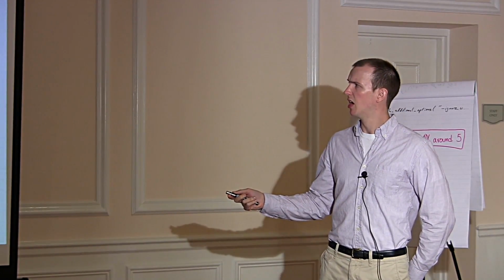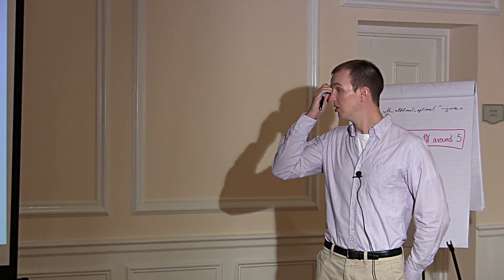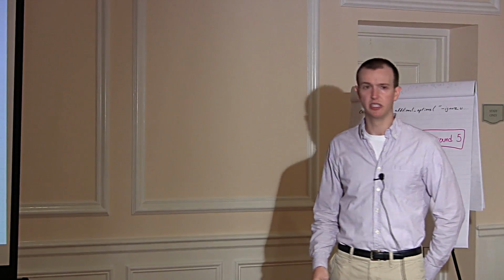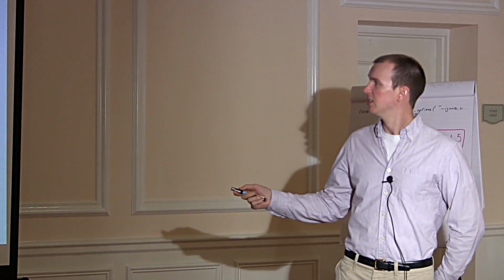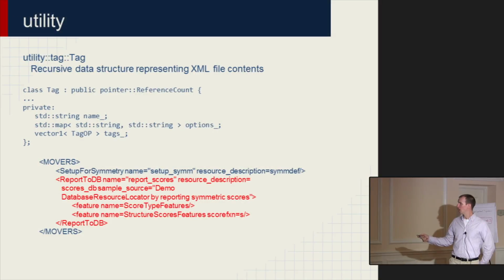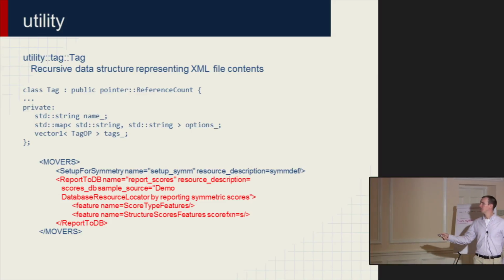Okay, so in tomorrow's evening lab, you'll be using just a little bit of the XML parser code and the Rosetta scripts code. And that relies heavily on this class utility tag. Tag is a recursive data structure, so it has a vector of tag pointers. So it contains pointers to its instances of itself. And so you get a tree of ownership.